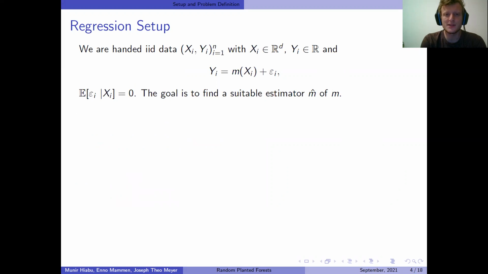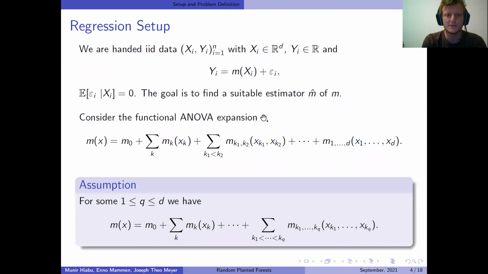So the setup is a typical regression setup where we wish to estimate the regression function m. And as is typical, we impose some conditions on this function m, and the most important is the following. So we consider the ANOVA representation of m, and now we assume that the ANOVA expansion only includes interaction terms of maximum order q.